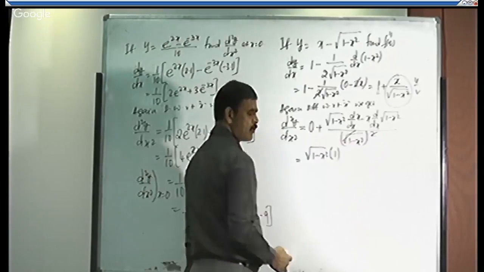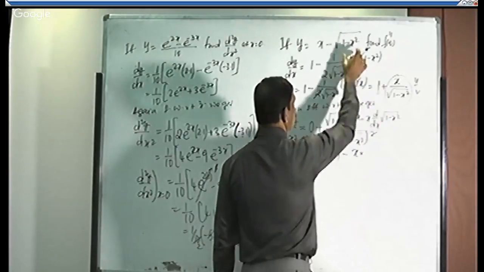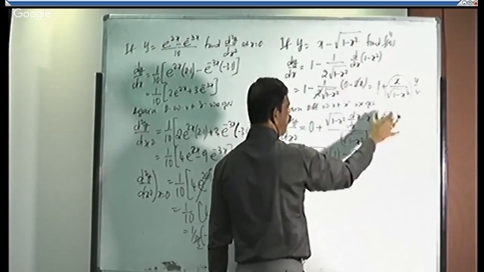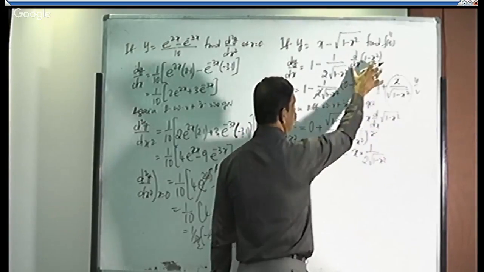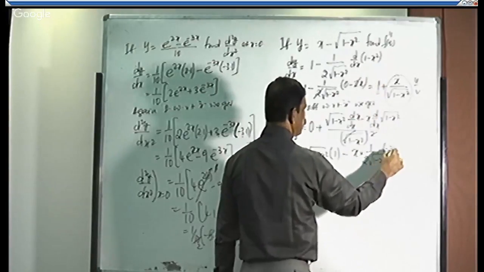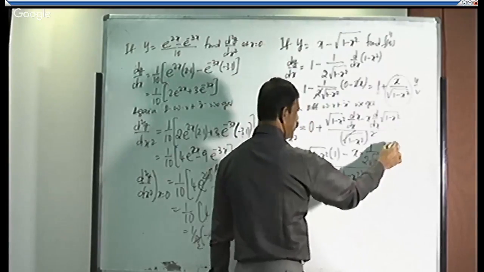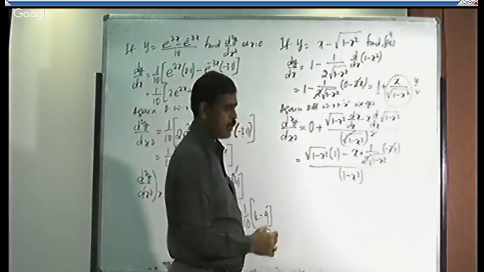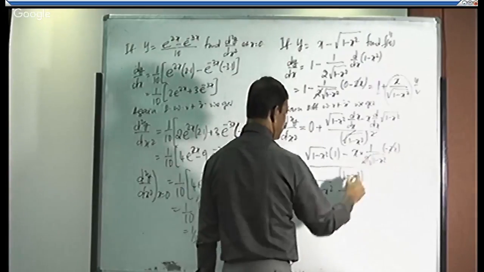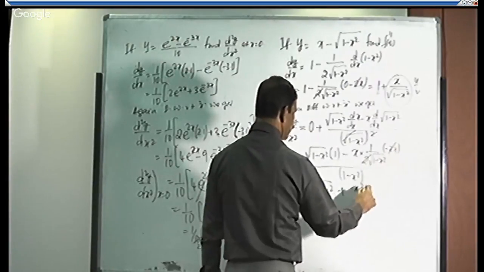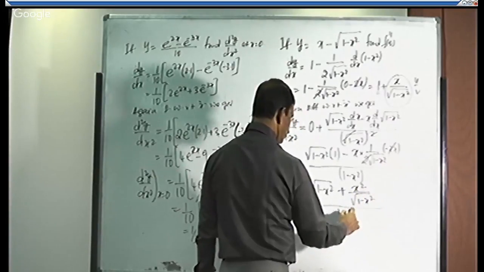What is differentiation of x? It is 1, minus x into differentiation of root function. Root of function is 1 by 2 root of function into differentiation of function. Differentiation of function is minus 2x, whole divided by 1 minus x square. These two get cancelled. What is remaining? Root of 1 minus x square, minus into minus is plus x into x, that is x square, divided by root of 1 minus x square, whole divided by 1 minus x square.